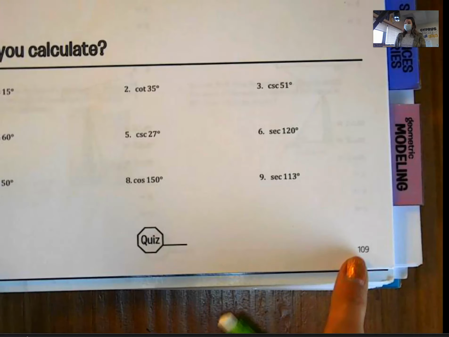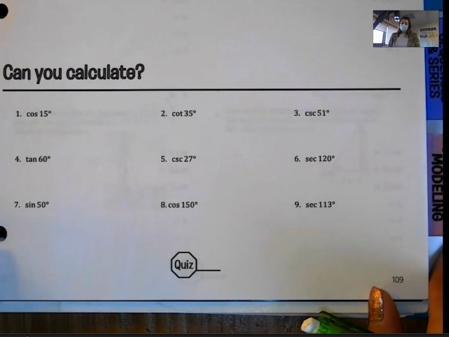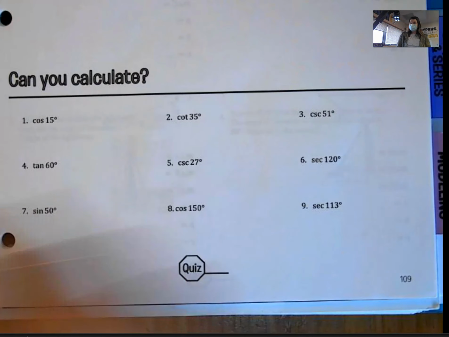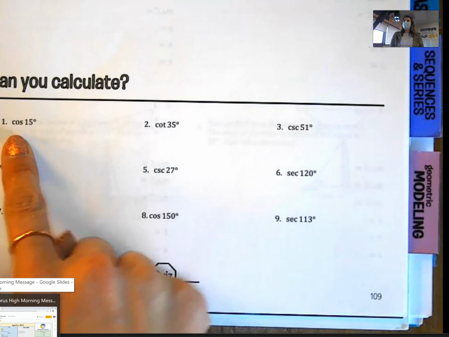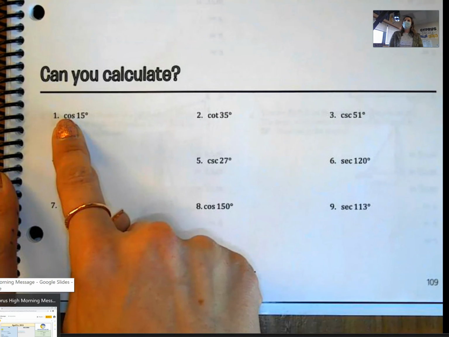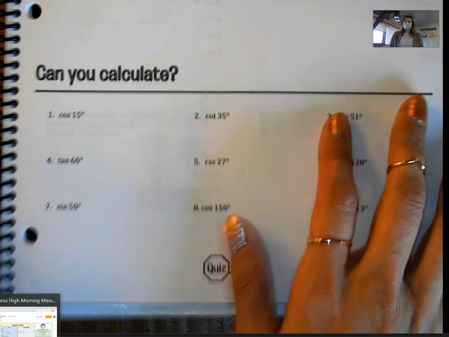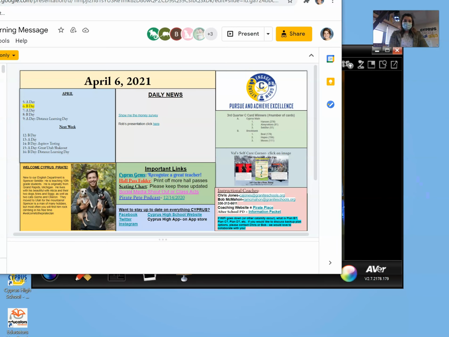So flip the page and let's go to the bottom of 109. The first one that they want us to find is the cosine of 15. Well, we know that cosine is a ratio, but we have no triangle. So what are we supposed to be making this ratio out of? Well, we don't know. So what we're going to do instead is go to Desmos and use Desmos to tell us. So I'm going to get into Desmos.